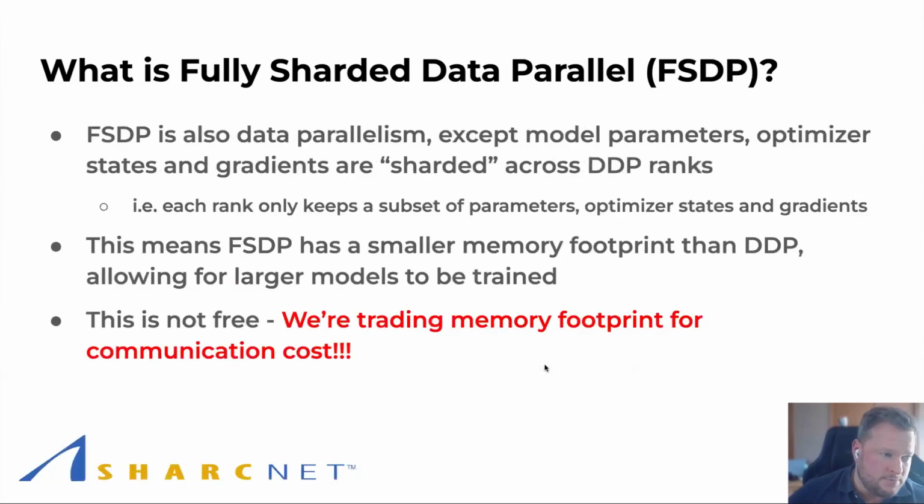So FSDP is also data parallelism, except that the model parameters, the optimizer states, and the gradients are sharded across DDP ranks. In other words, each rank only keeps a subset of the parameters, the optimizer states and gradients, instead of keeping the entire set throughout training. And that means that FSDP has a smaller memory footprint than DDP, and that is what allows you to train larger models. But this trade-off is not free. We're trading memory footprint for communication cost.